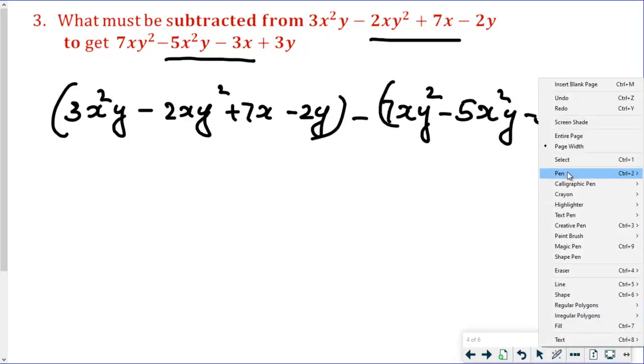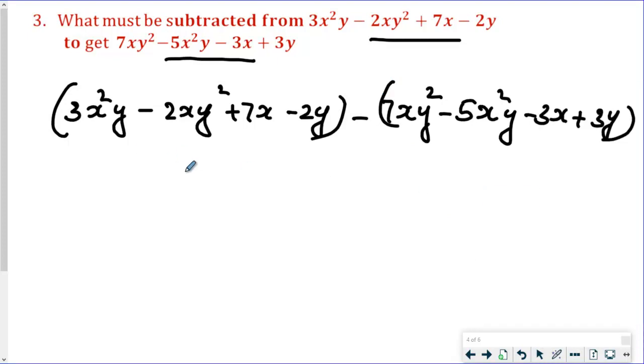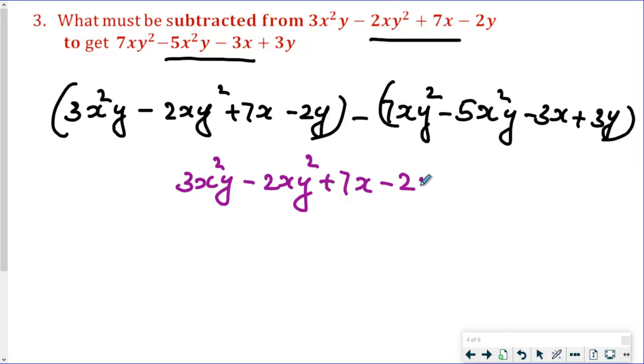For the subtraction, first we can write the polynomial. First one is 3x²y − 2xy² + 7x − 2y. First polynomial we can write as it is. Now the second polynomial, first term you have to take minus 7.